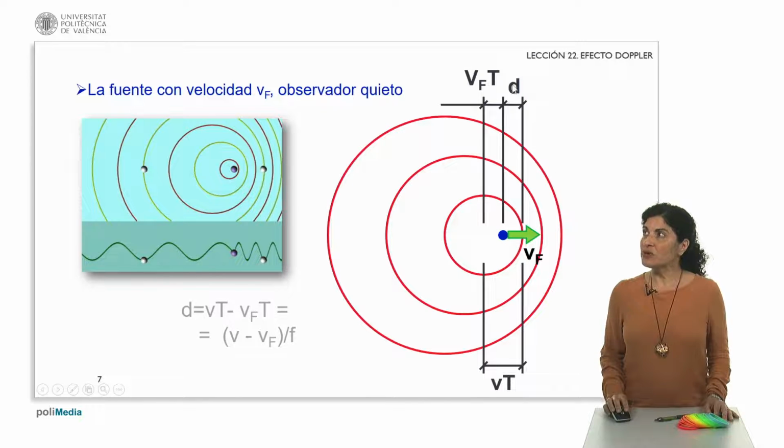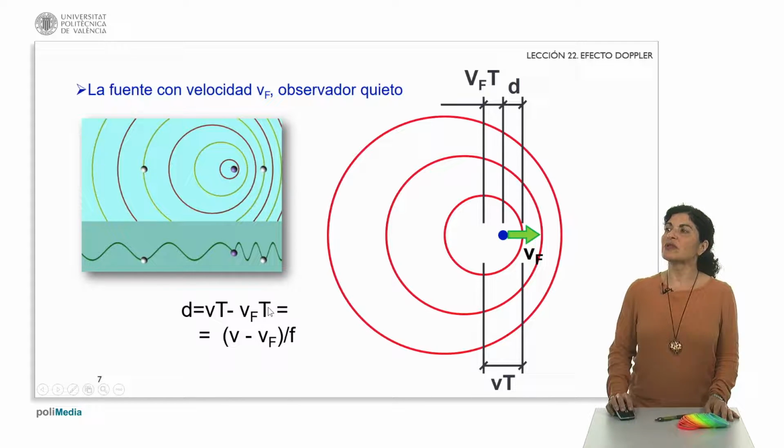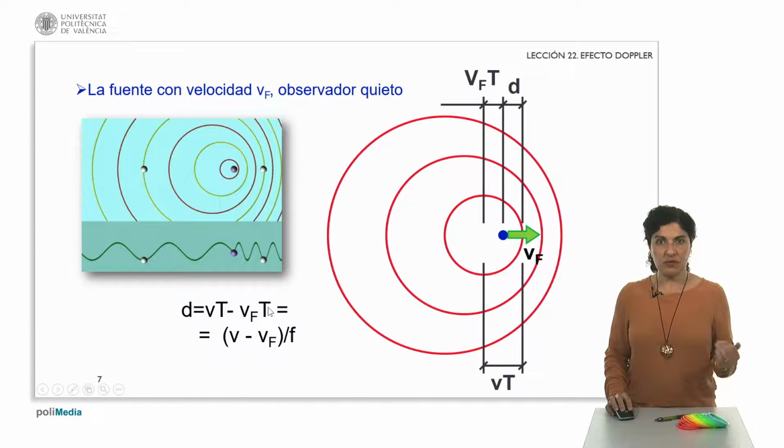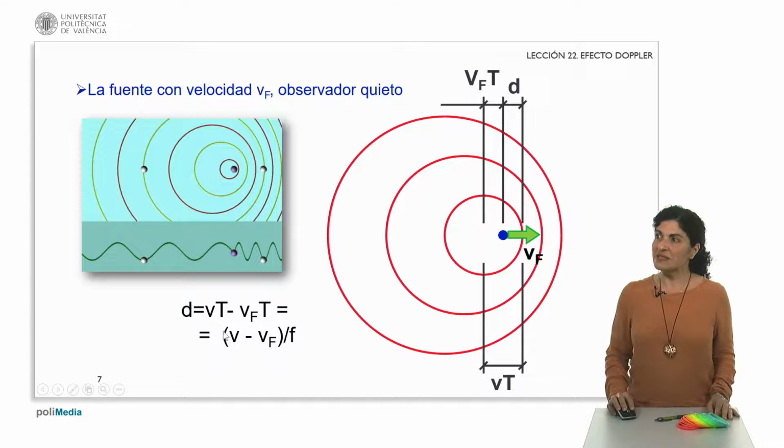We have therefore that this distance is given as a function of the difference of these two terms, where if I take the period out as a common factor and express it as a function of frequency through its inverse, I have this mathematical representation for the distance.